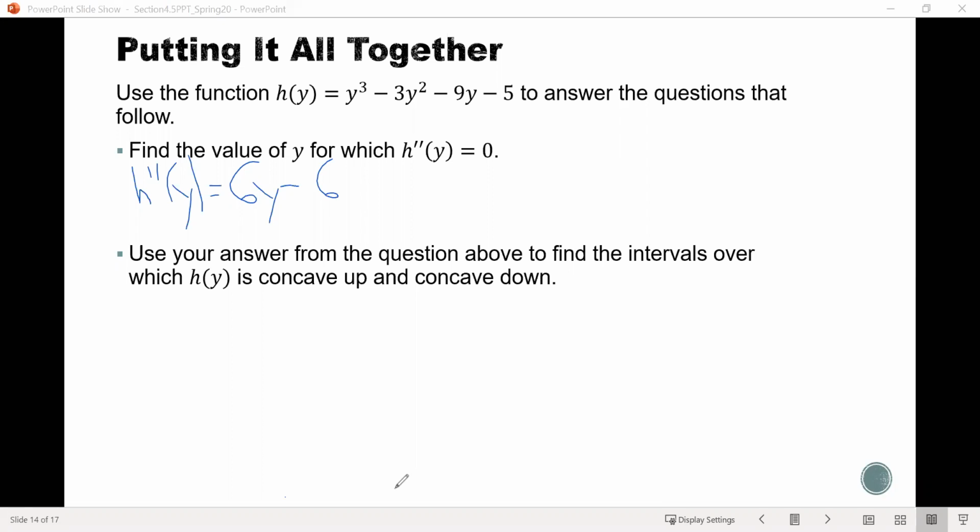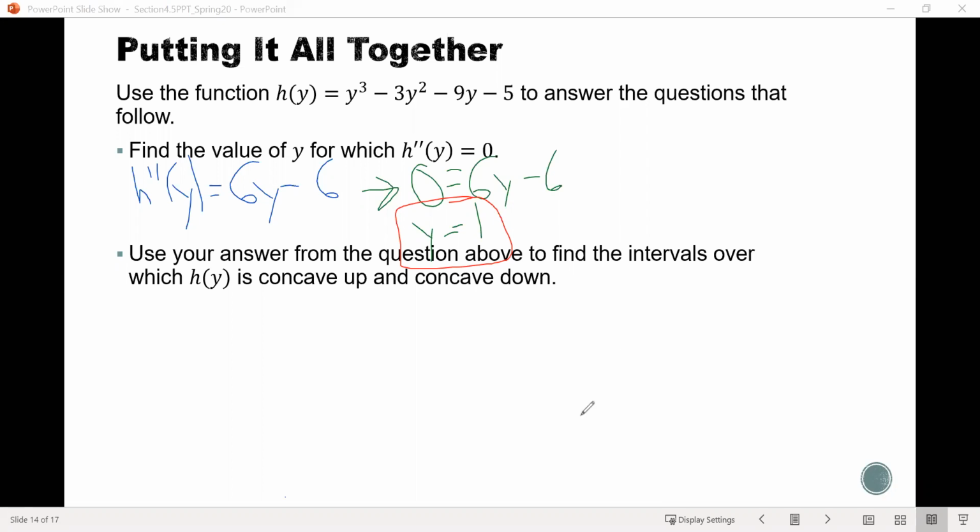So now we'll take that and set it equal to 0. So 0 equals 6y minus 6, and when we solve that, we get y equals 1. And recall from our previous video that at this value where y equals 1, what we now know is what we call an inflection point. We're going to do some double checking on this, but most likely that is a point where the concavity of the function changes from either concave down to concave up or vice versa.